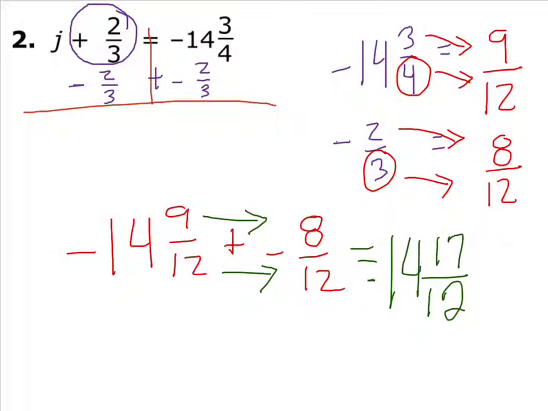Now, am I done? Well, no, not really, because this 17/12, we can simplify that to 1 and 5/12. So we need to add that 1 back to the 14, which is going to leave me with 15 and 5/12. And that would be my final answer. See, that was a little bit more difficult just because it required a little bit more work. Not that it was really hard, but anyway, so let's take a look at our next one.